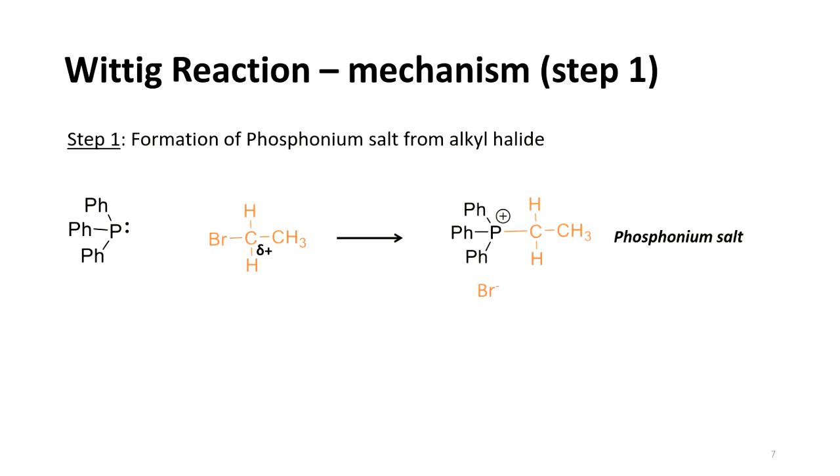All right, so let's look at what happens. So I need to draw an arrow to show how the triphenylphosphine is going to react with the alkyl halide. Which direction do I draw the arrow? Anybody?